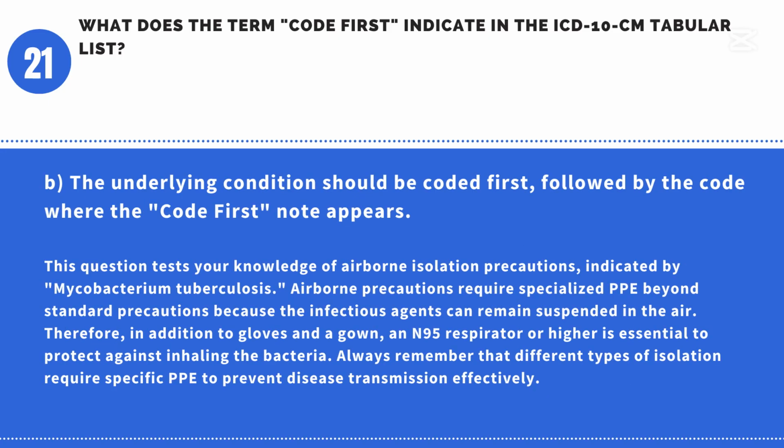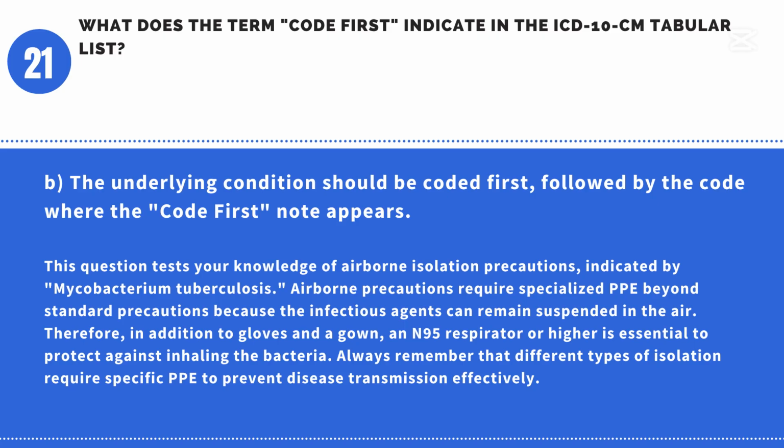Answer: B. The underlying condition should be coded first, followed by the code where the code first note appears. The code first note is an important sequencing instruction indicating that the code where the note appears is a manifestation code, meaning it represents a symptom or complication of an underlying condition. You must code the underlying condition first, followed by the manifestation code.